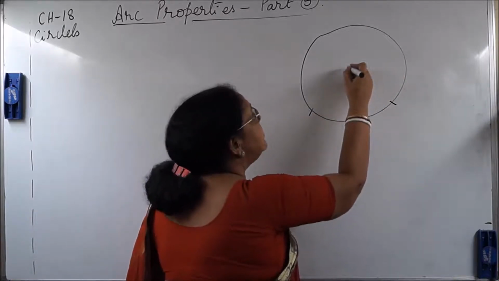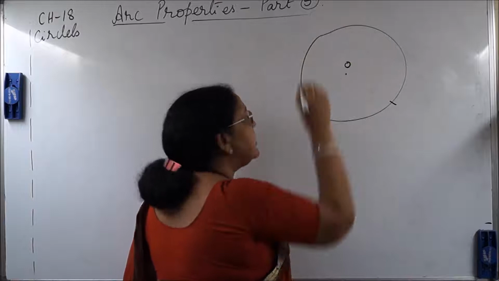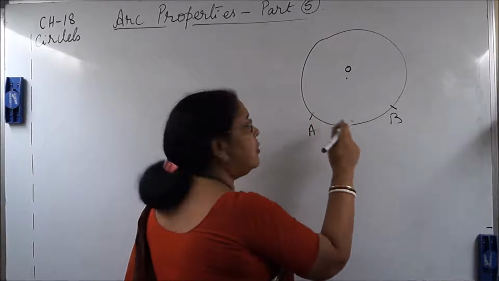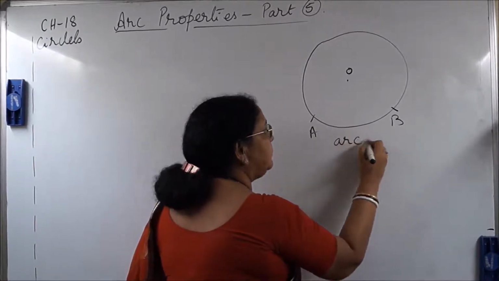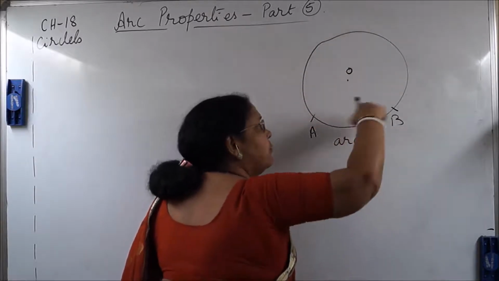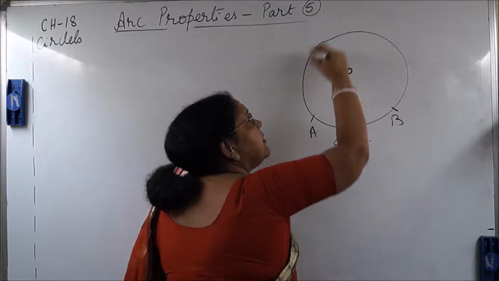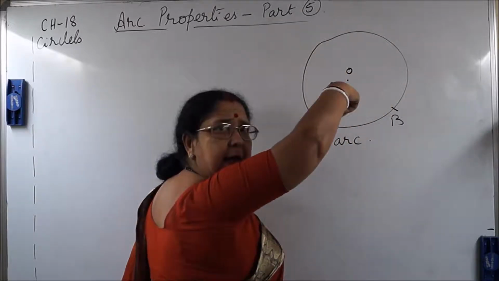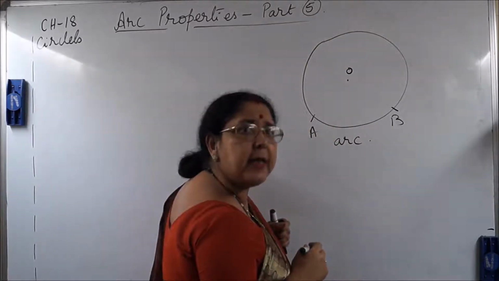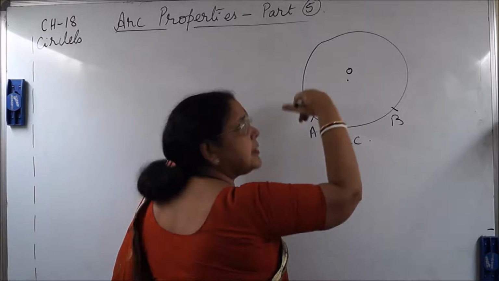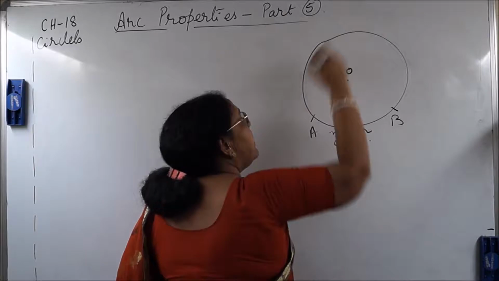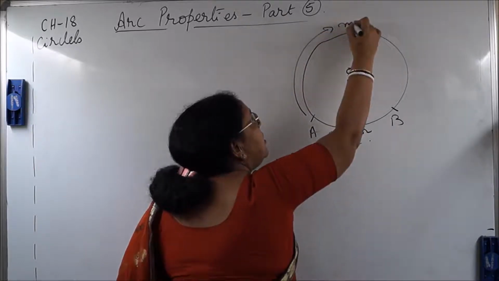So if there is a circle with center O and this is the circumference, then AB is a part of the circumference of the circle. So AB is called an arc. Whenever you have one arc, actually you have two, because if AB is one arc, then this other part will also be called AB. But depending upon the size, this will be named the major arc and this the minor arc. The smaller arc is called the minor arc and the bigger arc is called the major arc.